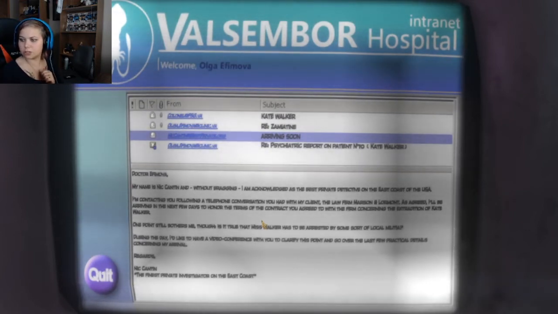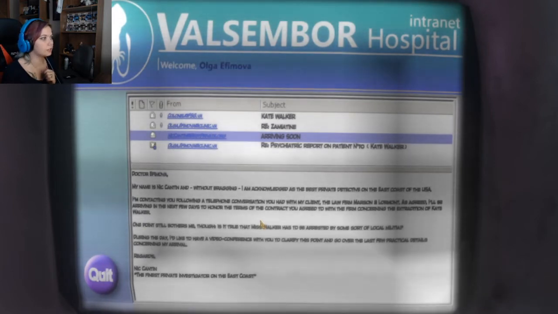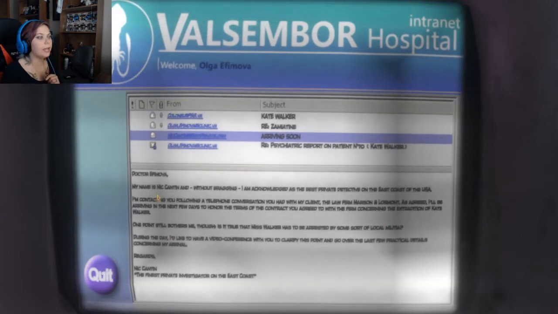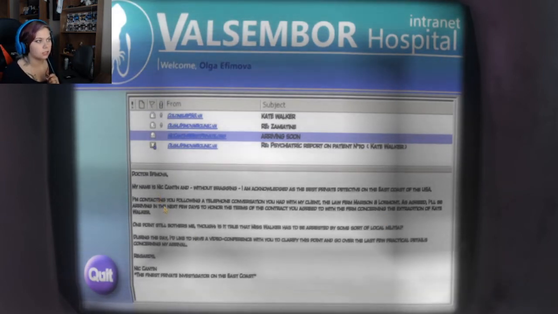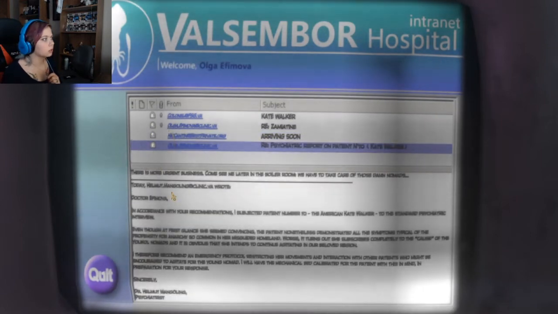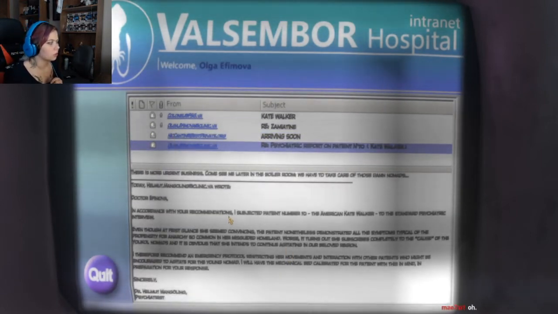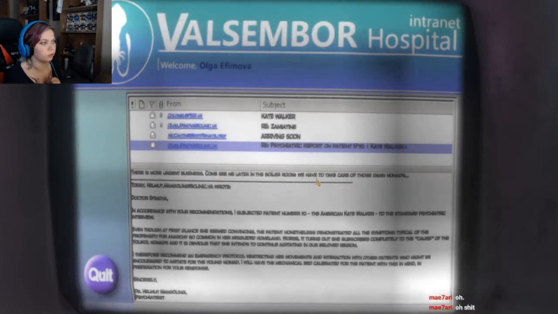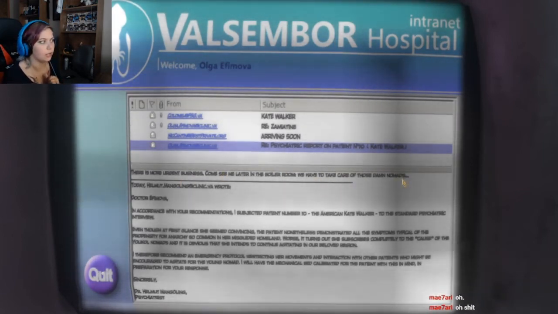Commissaires? I'm not sure I know what a commissaire is. And so, he's coming to pick up Kate. Psychiatric report. There's more urgent business. Come see me later in the boiler room. We have to take care of those damn nomads.